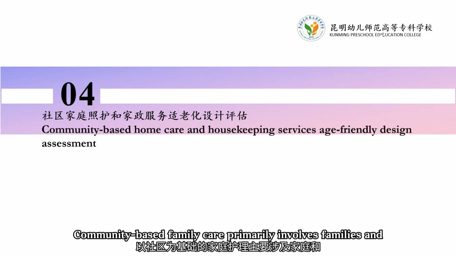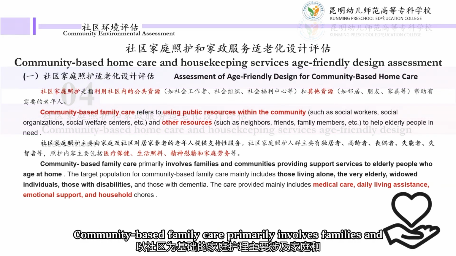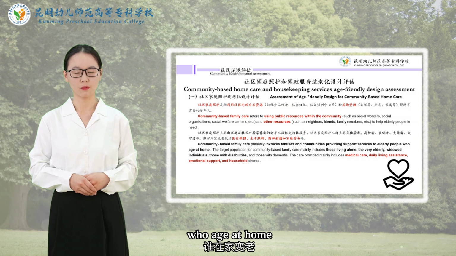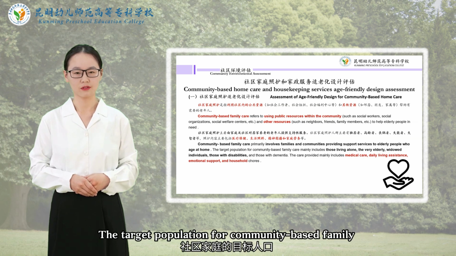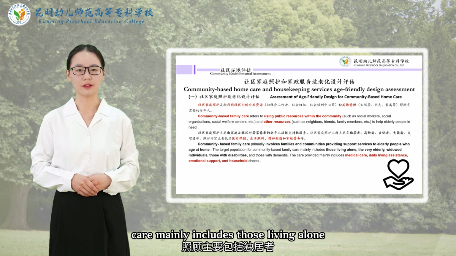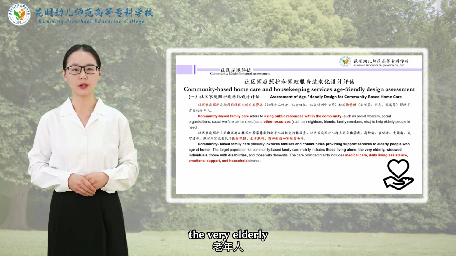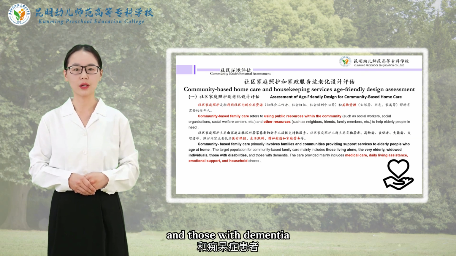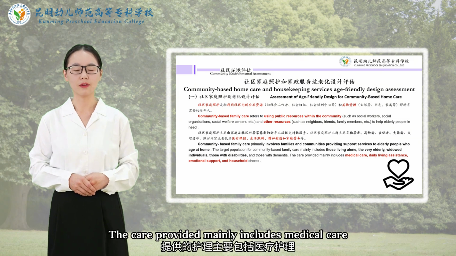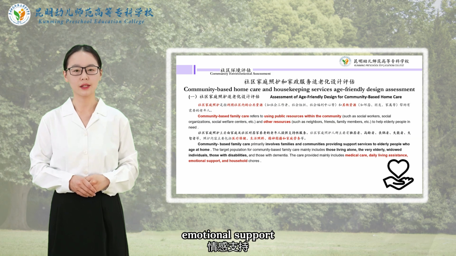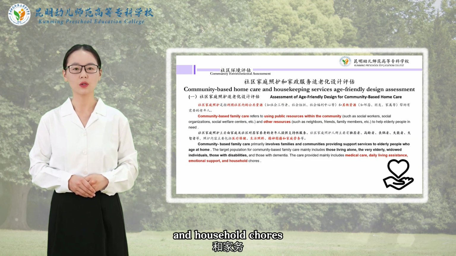Community-based family care primarily involves families and communities providing support services to elderly people who age at home. The target population mainly includes those living alone, the very elderly, widowed individuals, those with disabilities, and those with dementia. The care provided mainly includes medical care, daily living assistance, emotional support, and household chores.